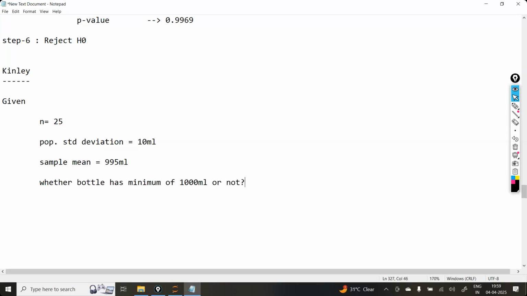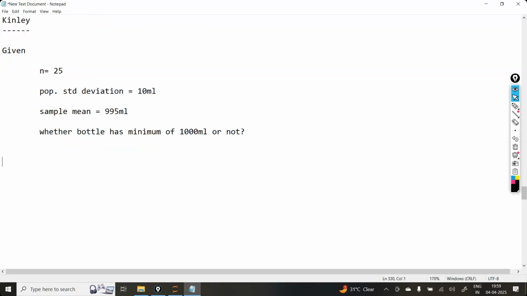This is the question, guys. Minimum 1000 should be there. Now, in this case, what is step 1? Step 1: formulate the null and alternate hypothesis. What is the null hypothesis?